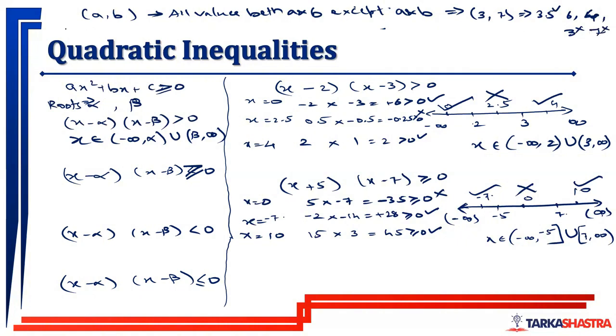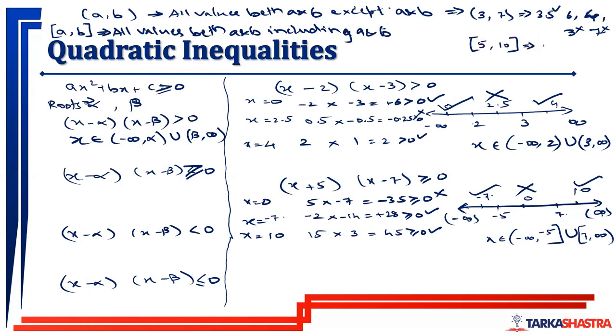But now when we consider the closed bracket [A, B], it means all values between A and B, including A and B. So let us say I have 5 to 10 with closed brackets. Then 5 will also work, 10 will also work, 9 will also work, 8 will also work, and everything. Okay, all these values will work.